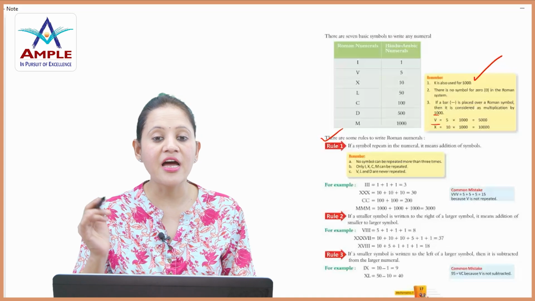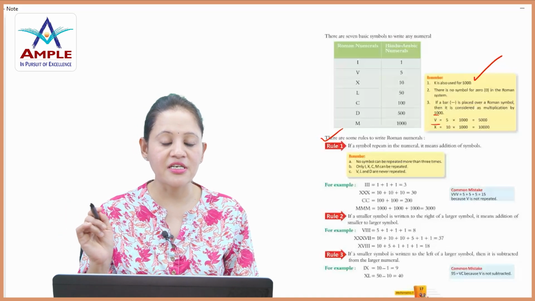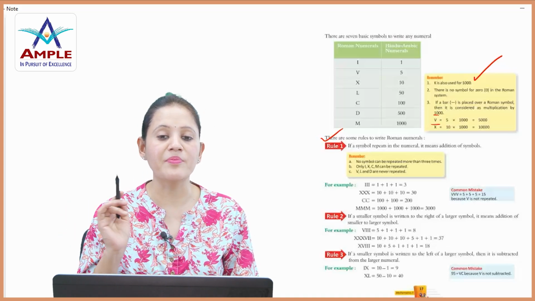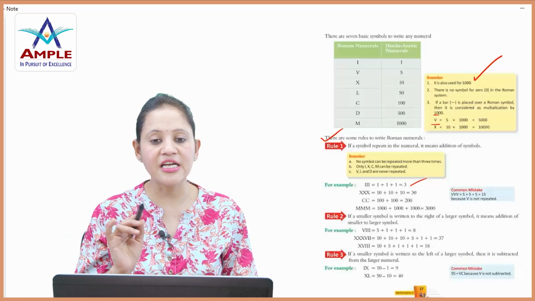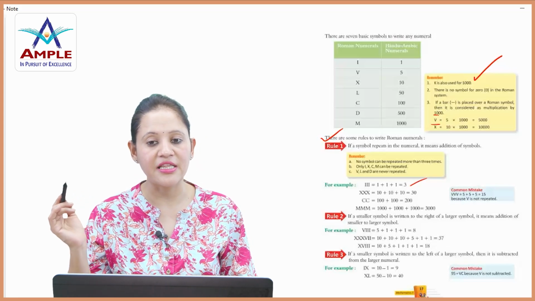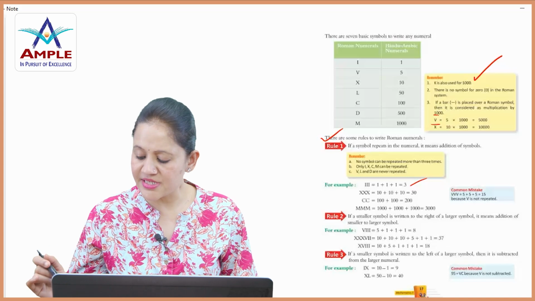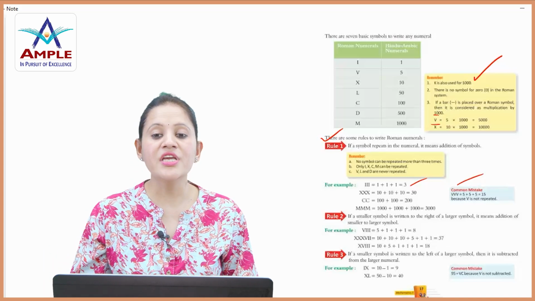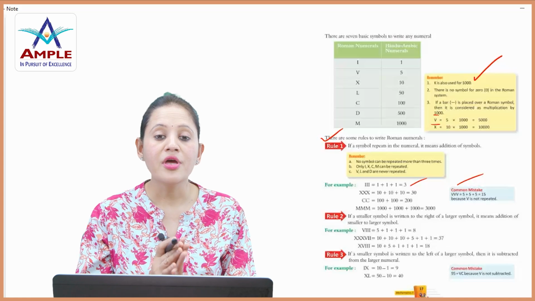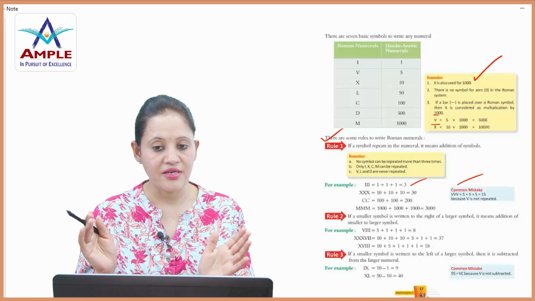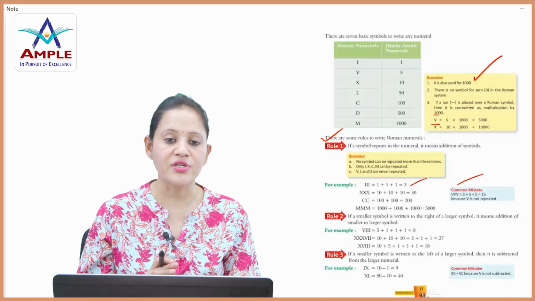For example, III. The symbol I is repeated 3 times. So value will be 1 plus 1 plus 1, that is 3. X 3 times means 10 plus 10 plus 10, that is 30. Common mistakes, VVV, 5 plus 5 plus 5, but we know we never repeat the symbol V. Clear? So that is false.